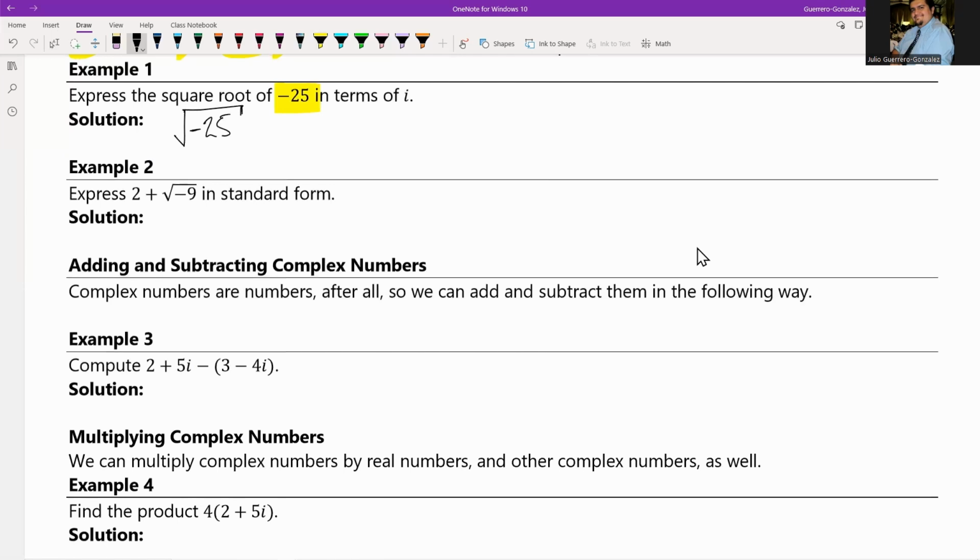Okay, so the way that we do this is this. We're going to separate away two things. So I'm going to have 25, and let me not put the little roof on it yet. And I'm going to do times negative 1.